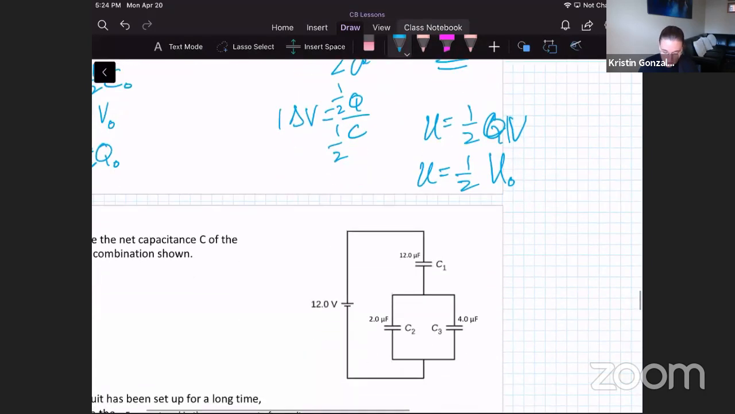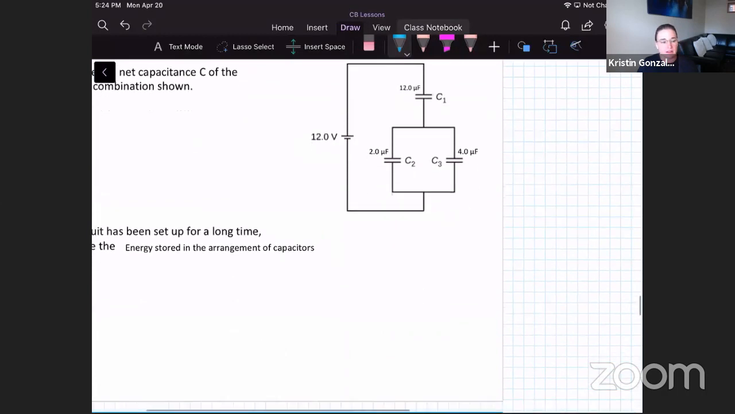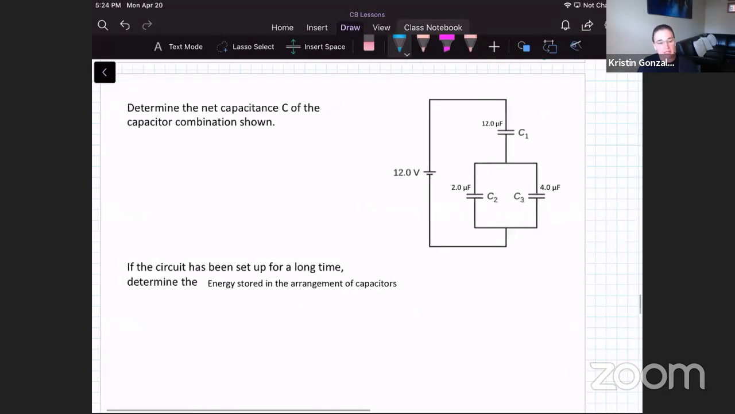Okay, and I got one more here. Let's look at it now, an arrangement of capacitors. And we're going to do a lot more of this with circuits, but just to kind of get us thinking about how we combine these capacitors, we've got 3 capacitors here: a 12 microfarad capacitor, a 2 and a 4 microfarad capacitor. And if it's set up in this arrangement connected to a 12-volt source, let's determine A, what the total capacitance of this arrangement is, and how much energy would be stored total amongst the capacitors.